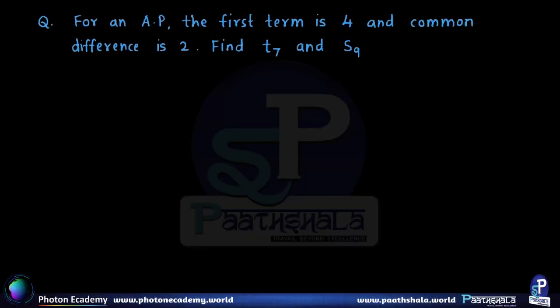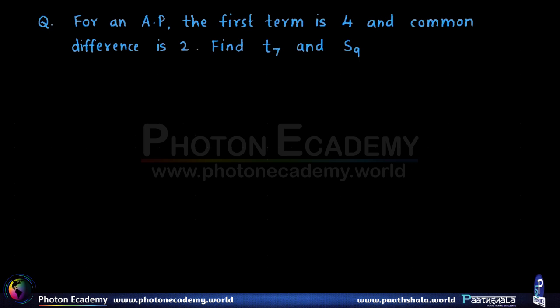Now let us solve a few questions based on arithmetic progression. Here it's given that for an AP, the first term is 4 and the common difference is 2. And we have to find T7 and S9. That is, we have to find the 7th term and the sum of the first 9 terms of the given AP.